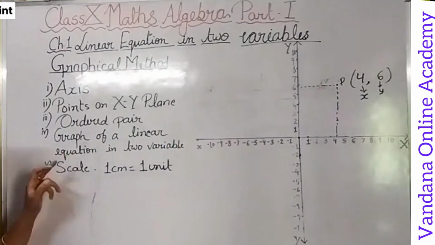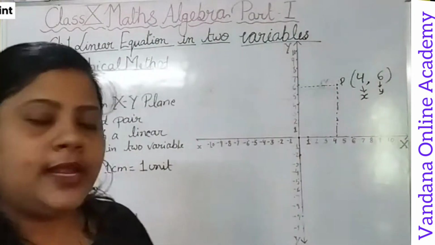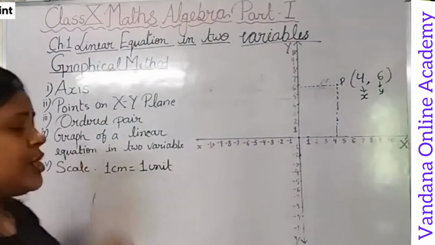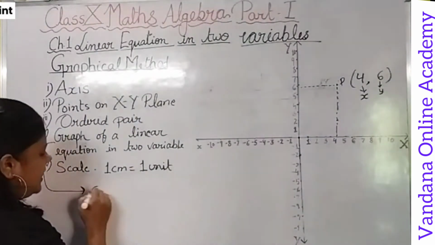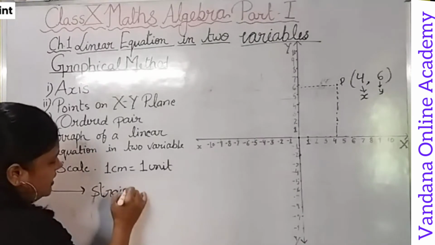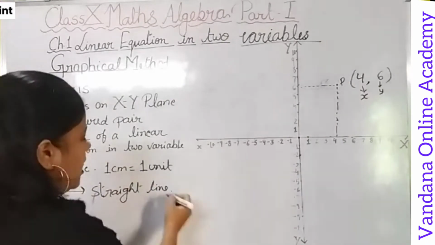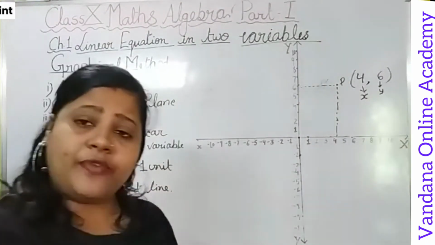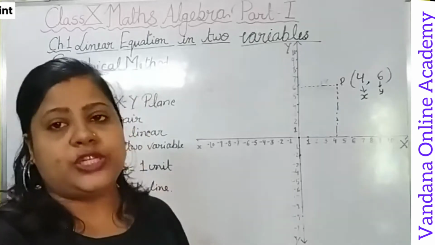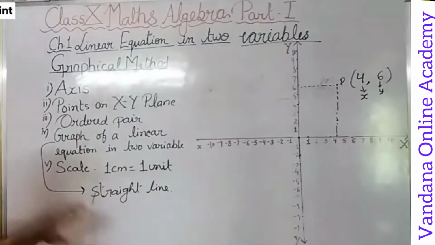Now next is graph of a linear equation in two variables. We have studied in standard 9. The graph of a linear equation in two variables is always a straight line. ये हमने पढ़ा है स्टैंडर्ड 9 में और हमने ड्रॉ भी किया है. ठीक है. तो अभी हमें क्या करना है? अभी हमें सॉल्यूशन फाइंड आउट करना है विद द हेल्प ऑफ ग्राफ. Of two linear equations we have to draw, and then we have to find the solution using graph. Okay. So now next thing is scale.